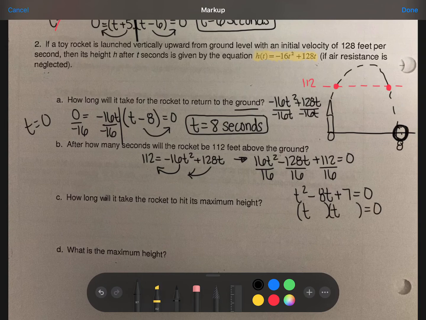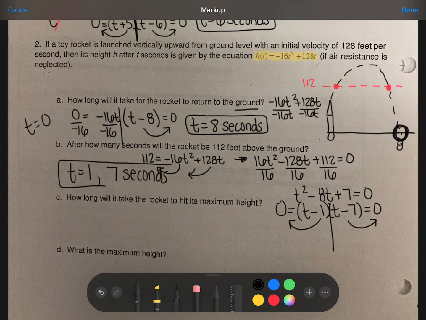So I get t and t. What times what gives me 7 and adds up to a negative 8? Well, that would be negative 1 and negative 7. That multiplies to give me a positive 7 and adds to give me a negative 8, so that's pretty good. Split and solve. When I move my 1 over, I get t to be 1. Move my 7 over, and I get t to be 7. So we've got 1 second and 7 seconds. That makes sense because on my drawing, you're going to hit the 112 feet on your way up and on your way down. So 1 second and 7 seconds.